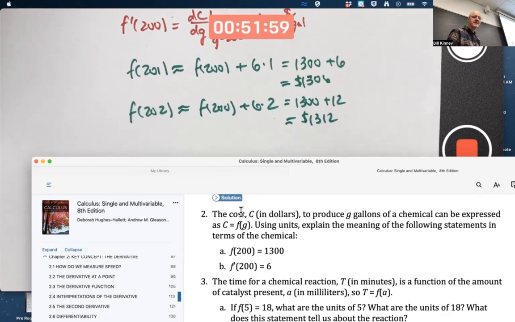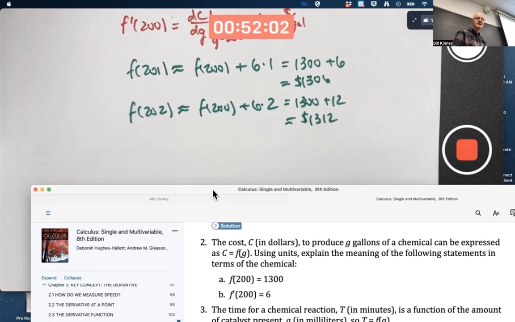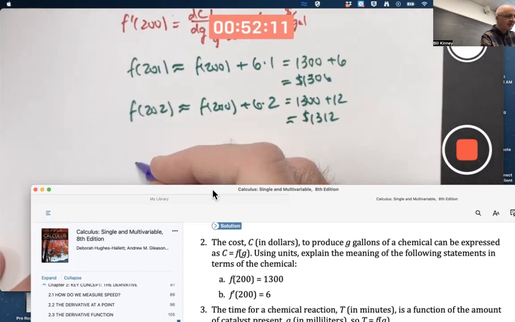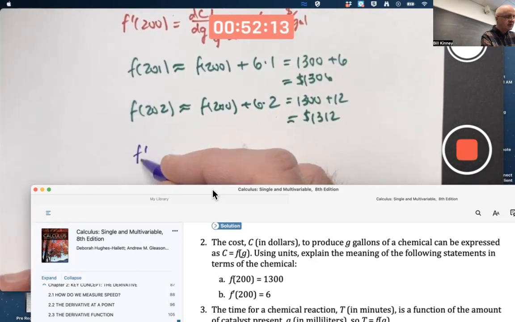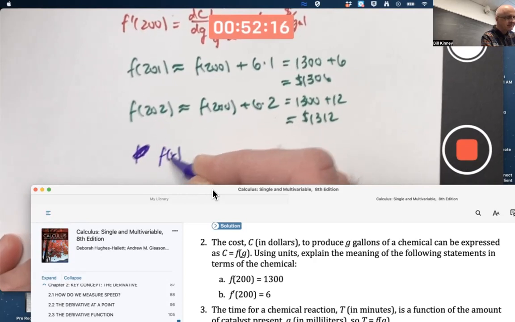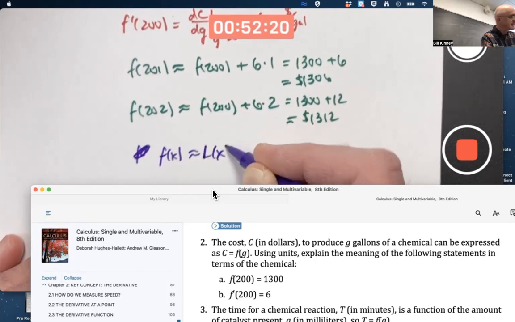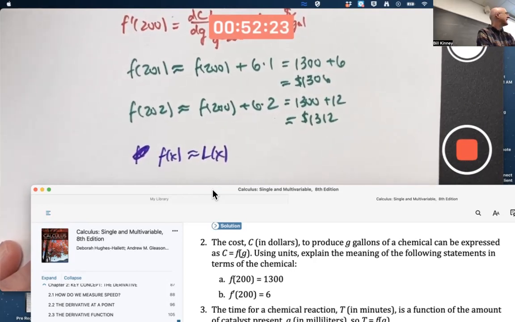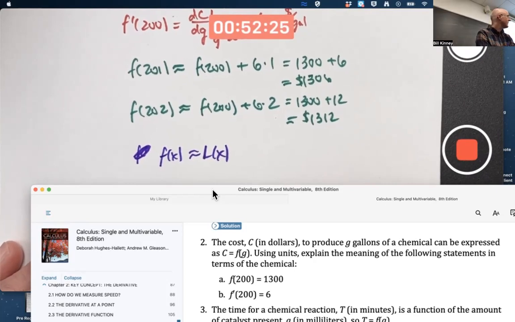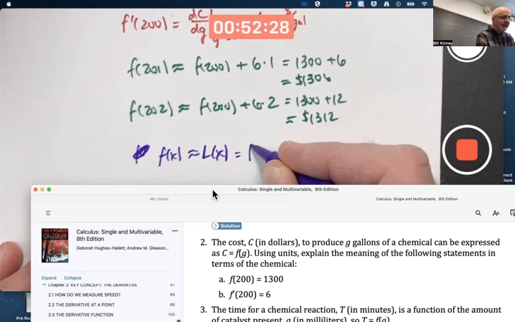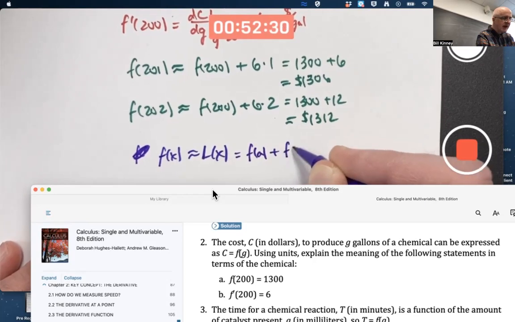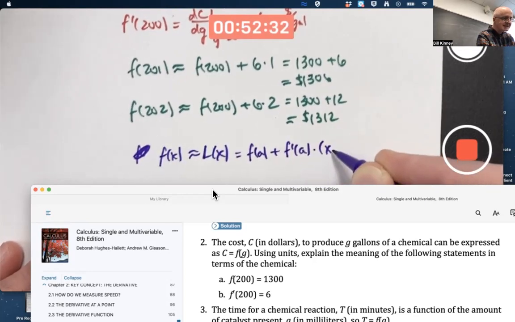These equations, which we did think about back in chapter 2, are really special cases of the more general equation we've talked about more recently, where I wrote this kind of thing: f of x is approximately L of x, where L was a linear function, that's why it's called L. L of x is f of a plus f prime of a times x minus a.